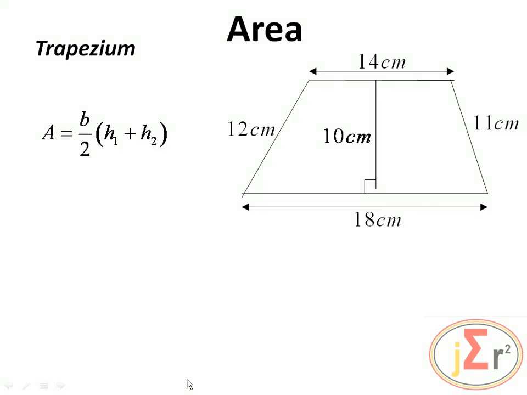There's our formula. It does not matter what these two symbols look like: H1, H2, P1, P2, X and W, or W and T. It does not matter. The two parallel sides, that's what H1 and H2 are. And b, not base, is the distance between the two parallel sides. Always the perpendicular distance between the two parallel sides.